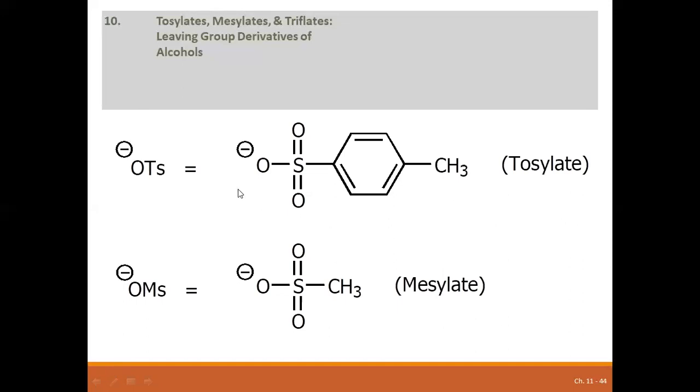This one is OTs, or tosylate. You have the S, and you can see the similarity of the structure. You have the S with the double-bonded O's here, a benzene ring and a methyl, like a toluene group, and this one is just a methyl. So this one is tosylate, this one is mesylate.